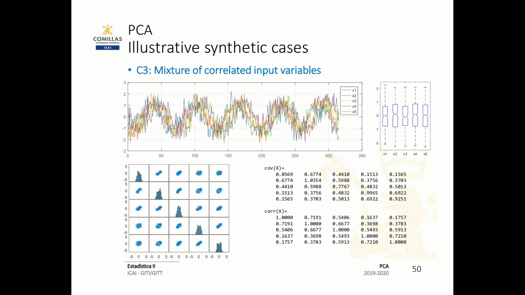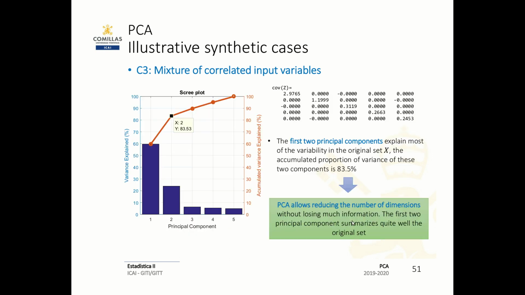Here we have another example. At the end we will see how this example has been constructed, but for the moment let's look at the different input variables, the scatter plot. We see that some of the variables are very much related, for instance x4 and x5, or x1 and x2, and maybe x3 a little bit less than x1 and x2. Then we can see here the covariance, the correlation, and the scree plot clearly shows that two components are normally enough to represent this data.